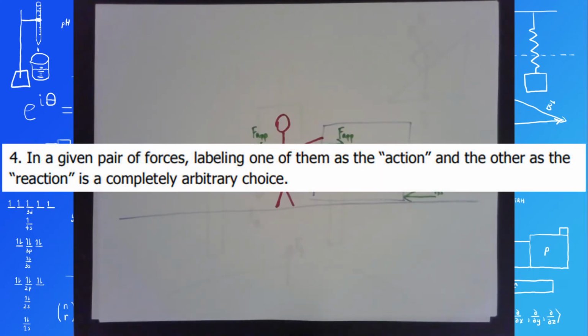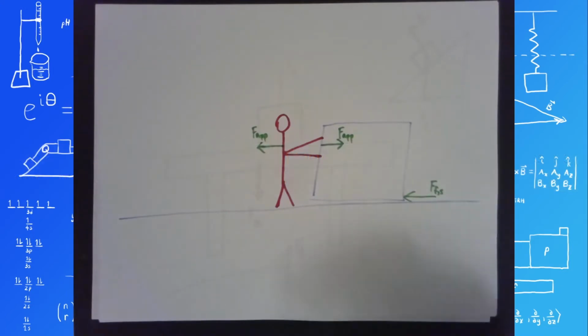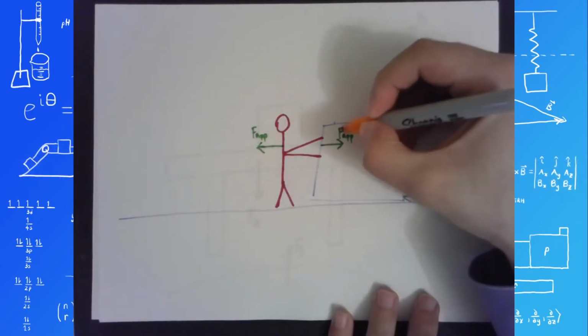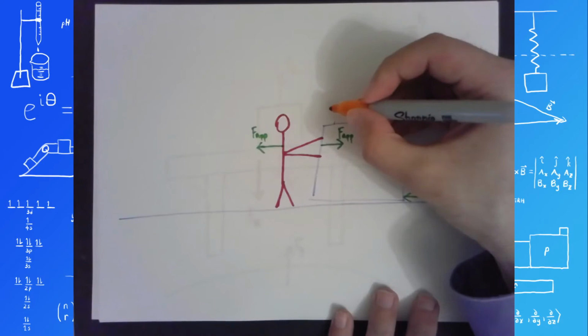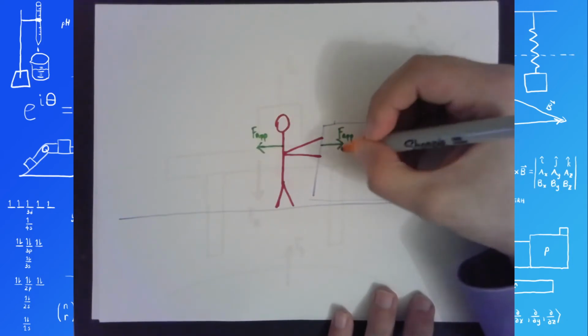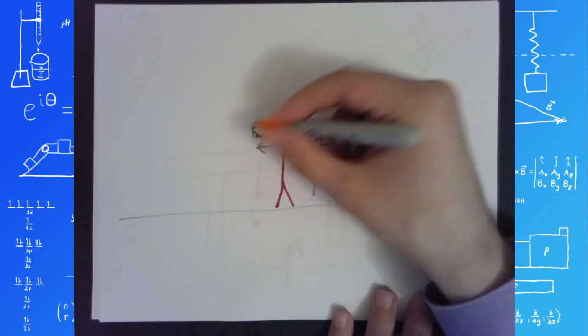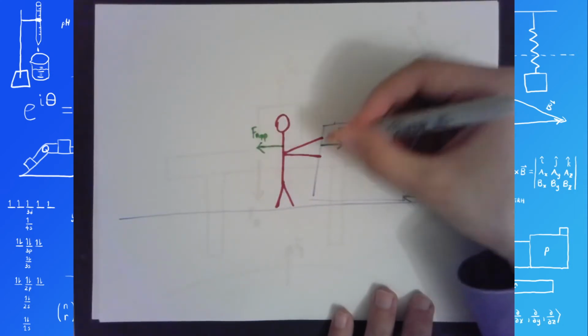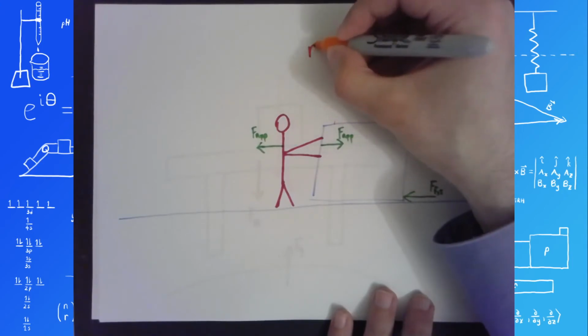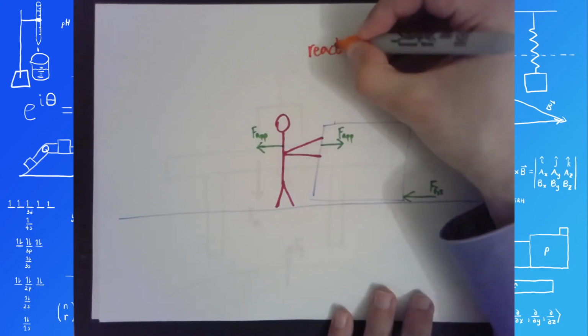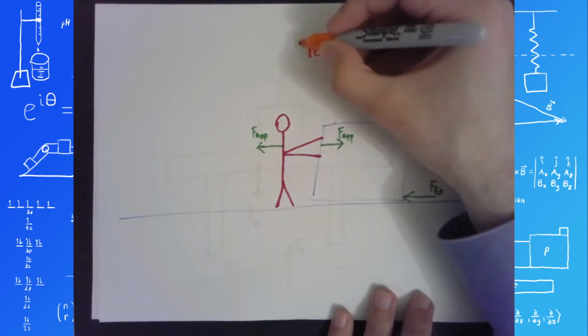Number 4, in a given pair of forces, labeling one of them as the action and the other as the reaction is a completely arbitrary choice. Is this applied force the action, or is it this one? It doesn't matter. This applied force is a reaction to this applied force. This applied force is a reaction to this applied force. You have to realize that the word reaction in physics does not mean what it means in everyday life.